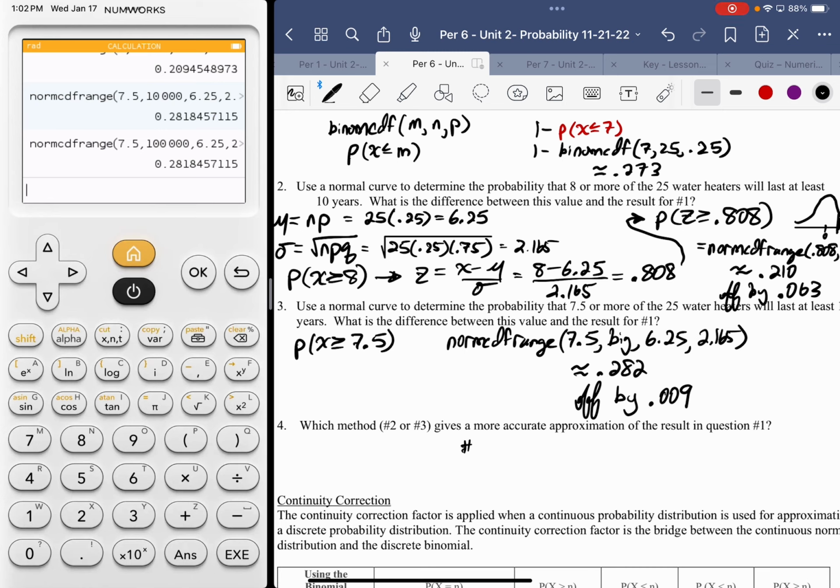So number 3 gives a more accurate approximation, right? There's only about 1% deviation from the correct probability. All right, so the natural question is, okay, that gave us the better answer. How would I know to do that? So there's more advanced math that goes into this, but generally it's been determined that if you give yourself a half a unit of wiggle room in either direction, that will close the gap sufficiently between discrete random variables and continuous random variables.